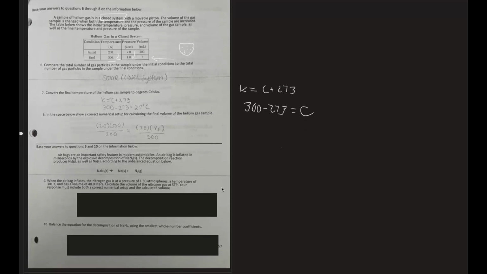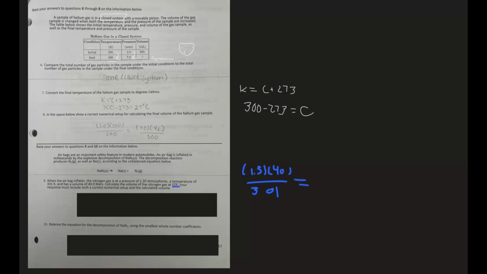All right, number 9. When the airbag inflates, the nitrogen gas is at a pressure of 1.3 atmospheres, a temperature of 301 Kelvin, and has a volume of 40 liters. Calculate the volume of the nitrogen gas at STP. Your response must include both a correct numerical setup and calculated volume. So this question is another gas laws question. Alright, so let's just set this up this time. So we know that it starts with a pressure of 1.3 atmospheres, has a temperature of 301 Kelvin, and 40 liters. So let's write it out like this. Boom.